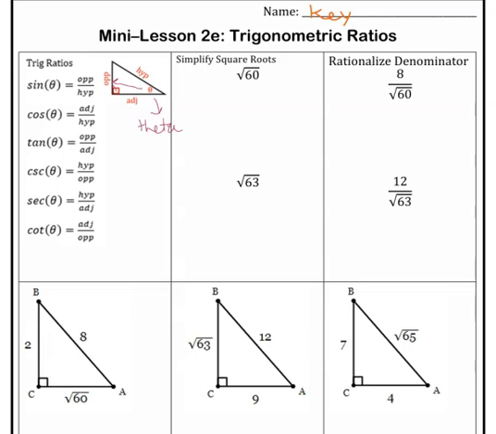The sine of theta is opposite over hypotenuse. Cosine of theta is adjacent over hypotenuse. Tangent of theta is opposite over adjacent. Cosecant of theta is hypotenuse over opposite. Secant of theta is hypotenuse over adjacent. And cotangent of theta is adjacent over hypotenuse. One way to remember the first three trig functions is SOHCAHTOA.